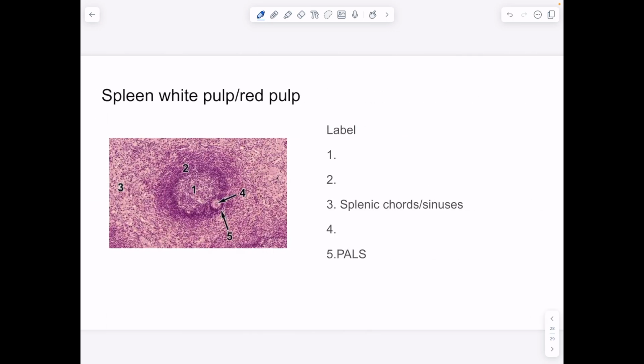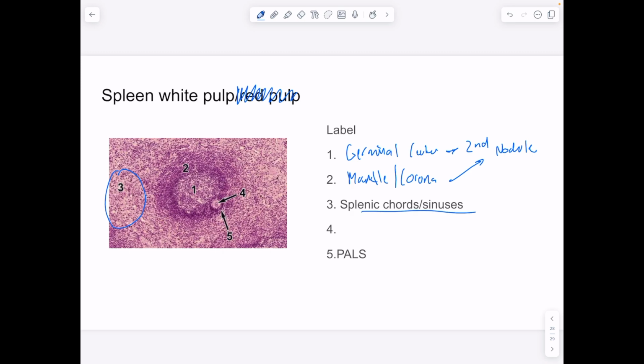All right, spleen white pulp. Okay, so this is another situation. This is a cross section of white pulp. 1 is the germinal center of a secondary nodule. 2 is going to be the mantle or corona, again, of a secondary nodule. 3 right here, that is not the best picture, but if you zoom out a little bit, splenic cords and sinuses, so this would be red pulp. And then 4 is our central artery, which we know, of course, is really an arteriole.